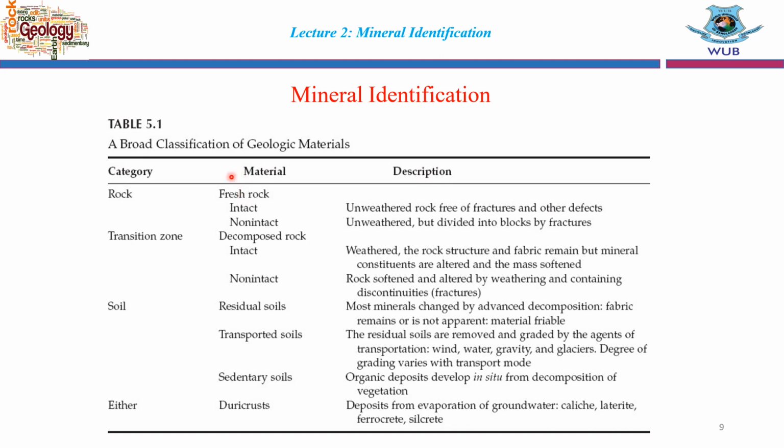From your textbook, you will get a broad classification of geological materials: rock, transition zones, and soil. You will get descriptions like, in the rock material, fresh rock intact or non-intact. Unweathered rock free of fracture and other defects. Unweathered but divided into blocks by fractures. There are many other classifications of geological materials. You can get it from your textbook in brief.